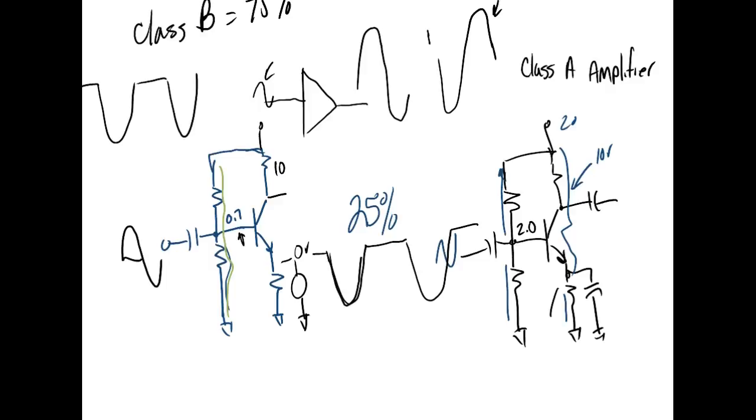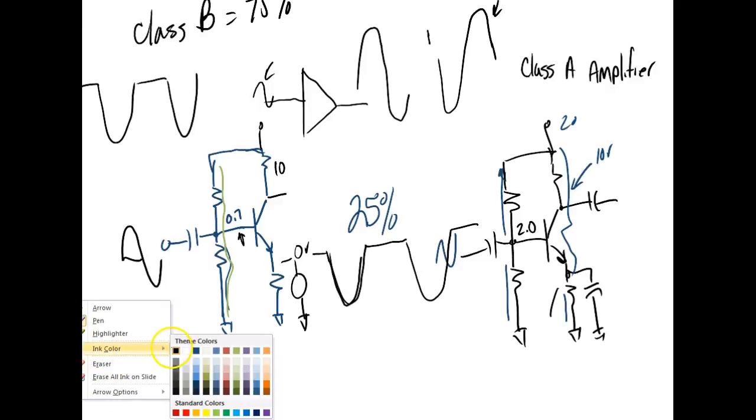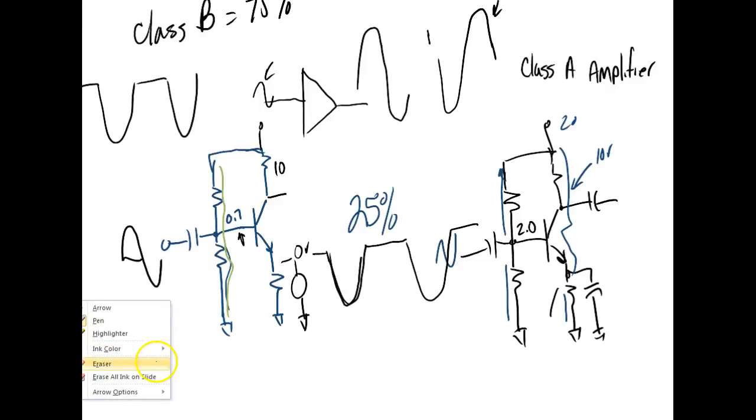Are we okay? Everybody okay so far? So what would you think a Class AB amplifier would be? A combination of both. So this is what we got. This is what your car stereo is. It has AB amplifiers in it.